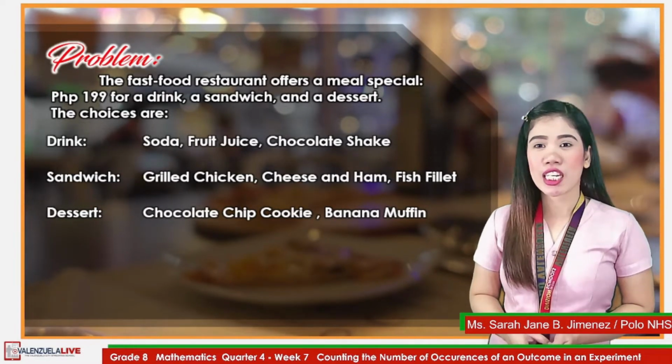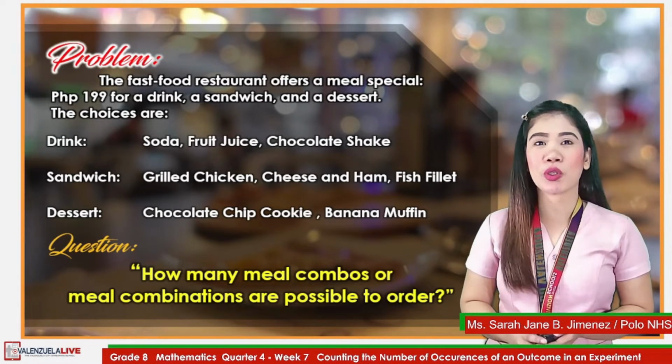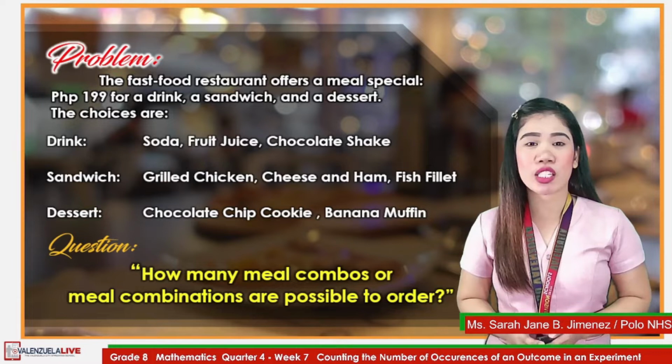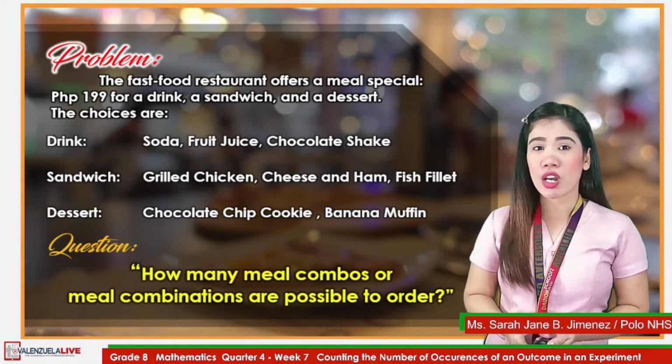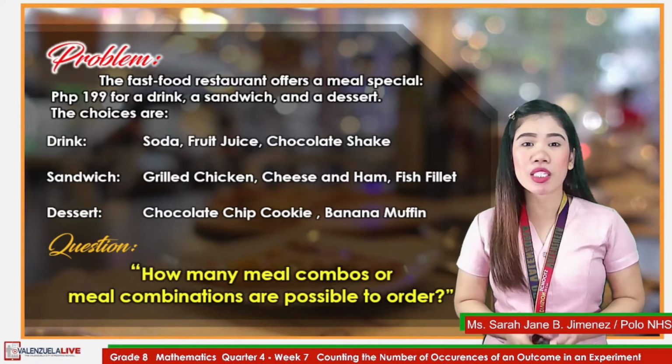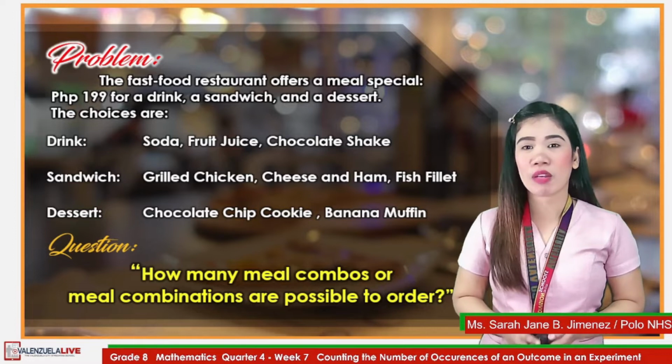The question is, how many meal combos or meal combinations are possible to order? How do we solve this kind of word problems? How do we determine the number of possible ways or possible outcomes or possible combinations we can arrange things like in the previously provided problem?